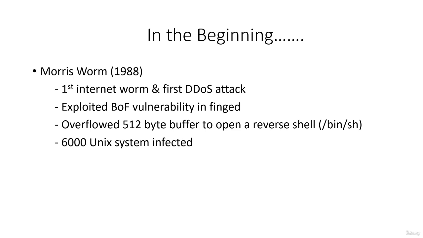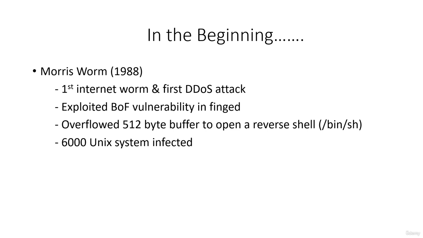So in the beginning, the Morris worm of 1988 was the very first significant malware event on the internet. This worm propagated across the internet using three different methods, one of which was a zero-day buffer overflow in the Unix finger daemon. Finger is a Unix utility used to obtain information about users and user accounts, and a daemon is a process that runs in the background on a Unix system. On Windows, you know them as services.